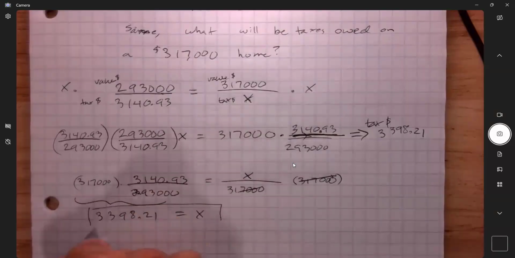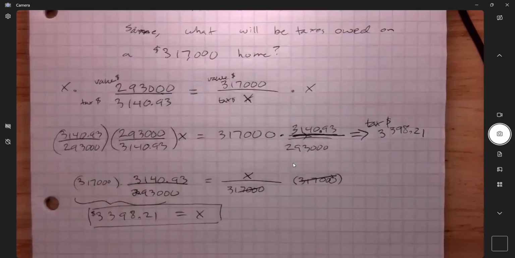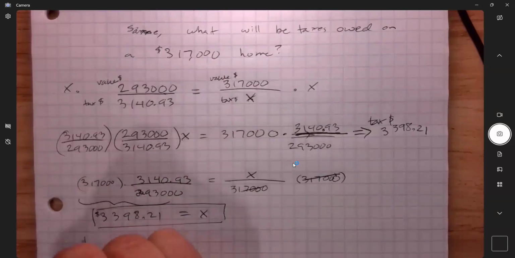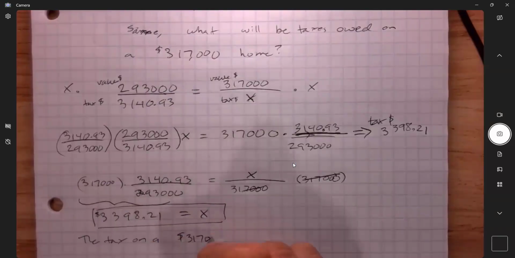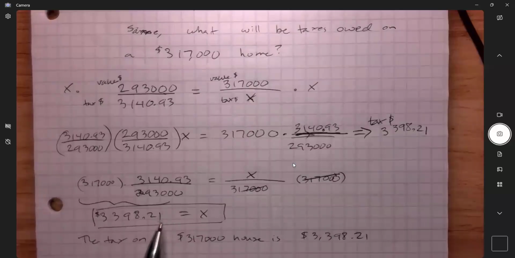And so the tax on that house would be $3,398.21. Put my units there. And since we're modeling, let's write it in a sentence. The tax on a house valued at $317,000 is $3,398.21. And I rounded that up. It was a slightly smaller number, but I rounded it up.